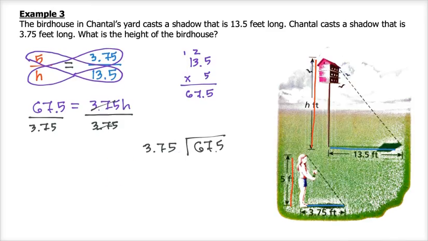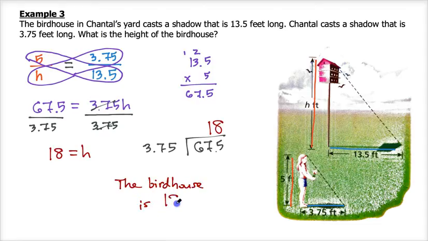Okay, if you did this correctly, you should have found that 3.75 goes into 67.5 18 times. And so we can say that the birdhouse is 18 feet tall.